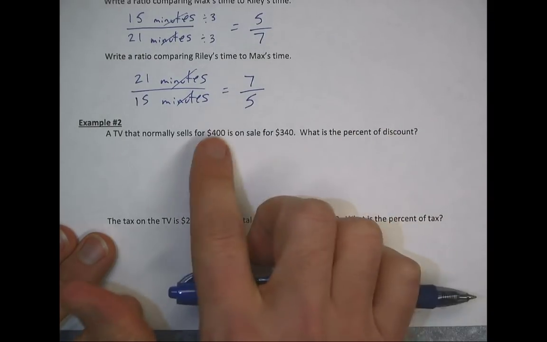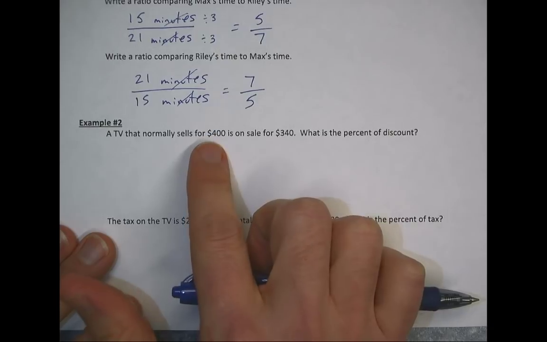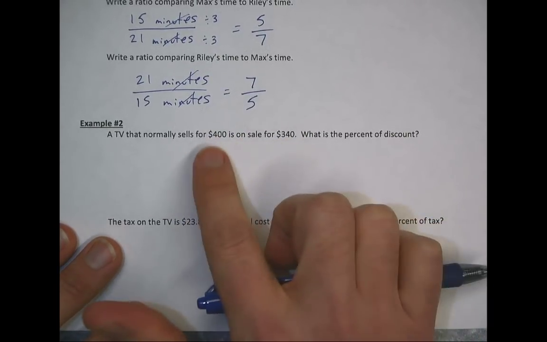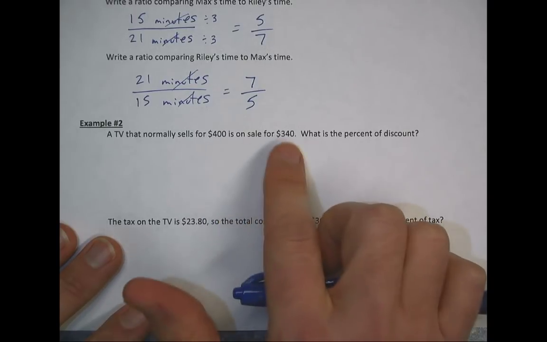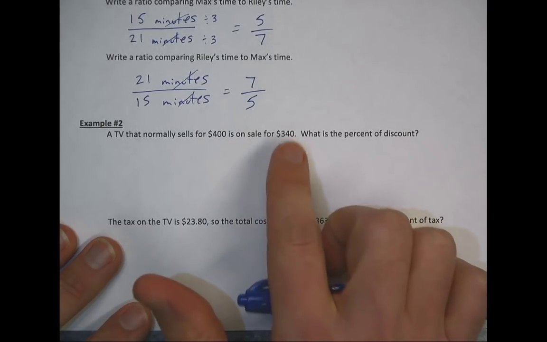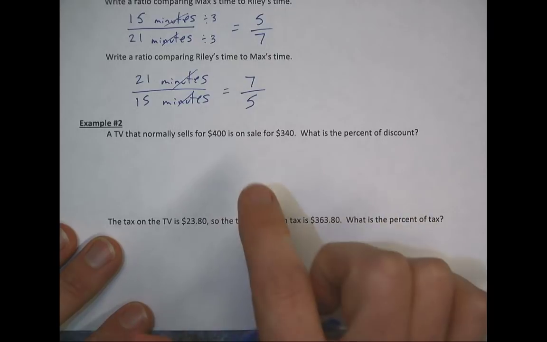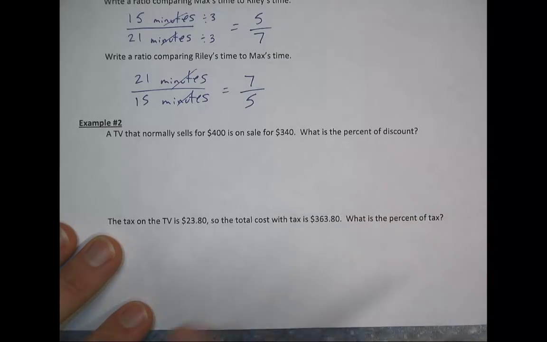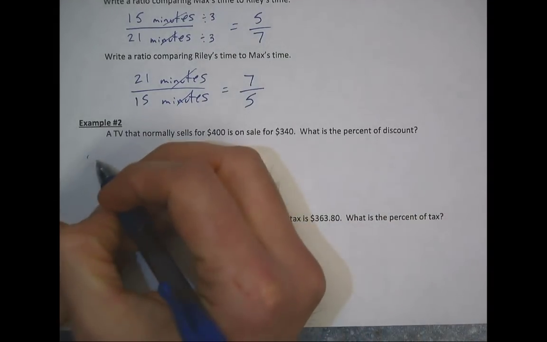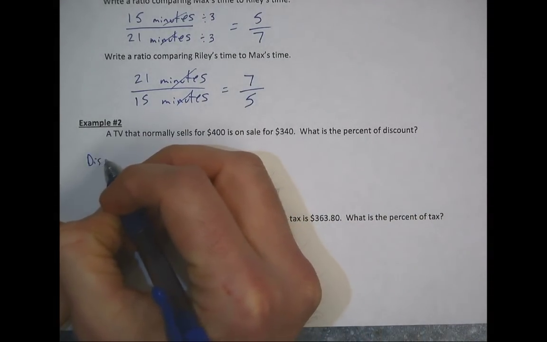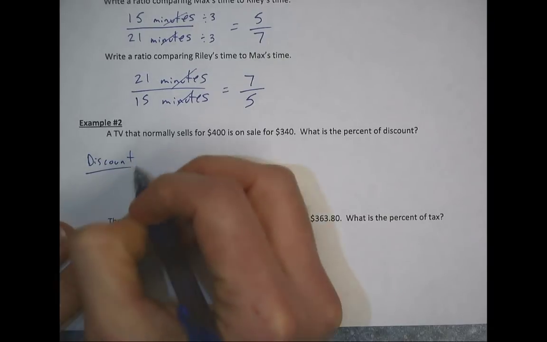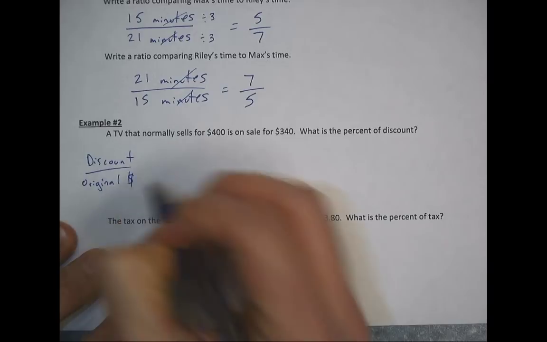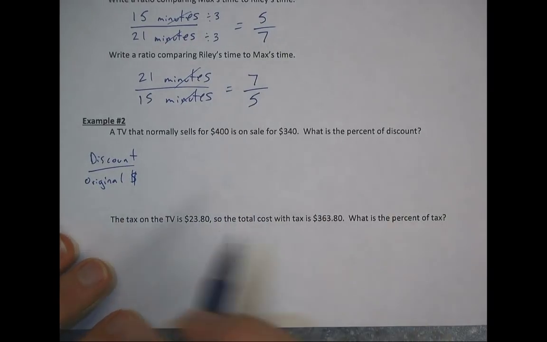So these two numbers represent the original price and then the new price. And so if I set those two up in a ratio, I can find a percent, but I'm finding the percent that the new price is compared to the old price or vice versa. But that doesn't give me the percent of the discount. So I have to compare the discount to the original price if I want to find the percent of discount.